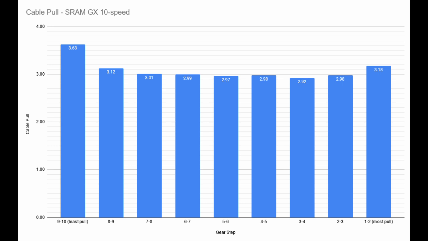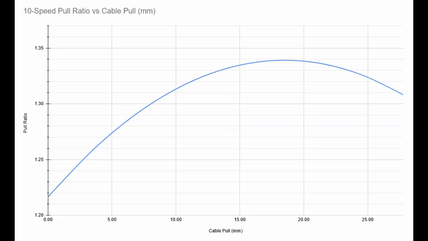The smallest shift pulls 2.92 millimeters of cable, so we can say that the shifter has a cable pull of 2.92 millimeters. I've taken the middle 7 shifter steps and created the pull ratio curve for a derailleur that would best match a 10-speed cassette with a cog pitch of 3.95 millimeters.